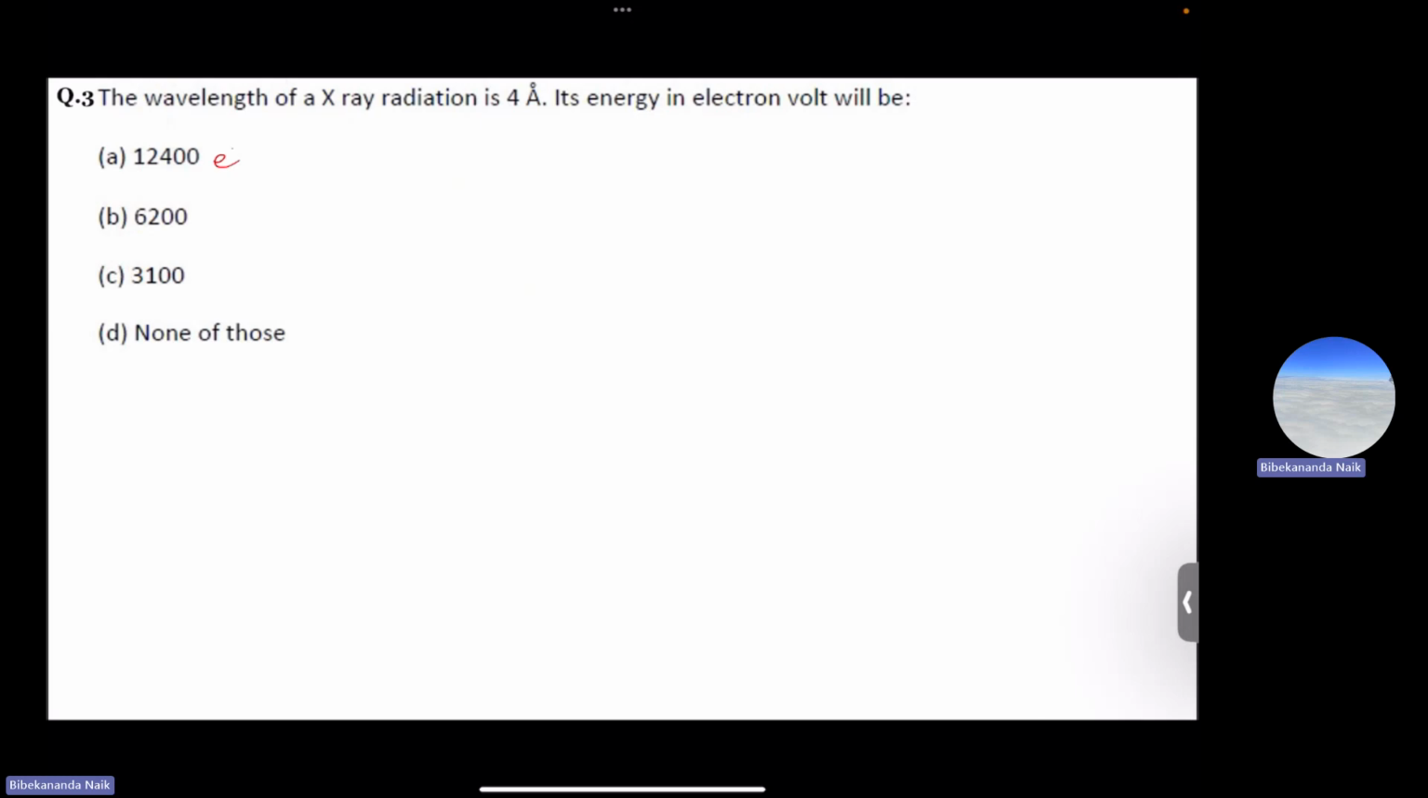Question number 3. The wavelength of X-ray radiation is 4 angstrom. Its energy in electron volt will be: option A 12,400, all these are in electron volts, option B 6,200 electron volt, option C 3,100 electron volt, and option D is none of these. I'll give you a few minutes to try this question, then after some time I will discuss.